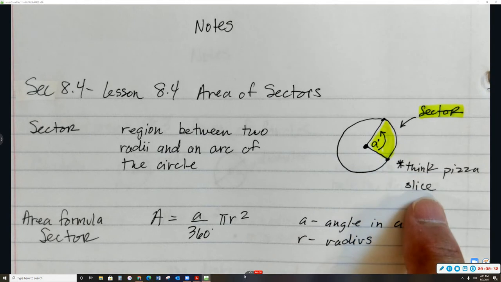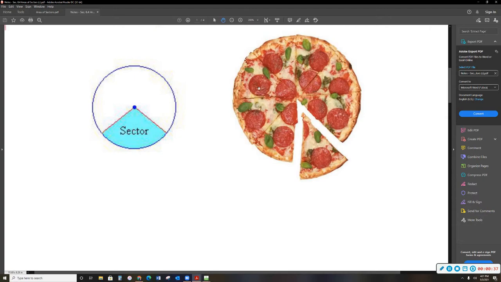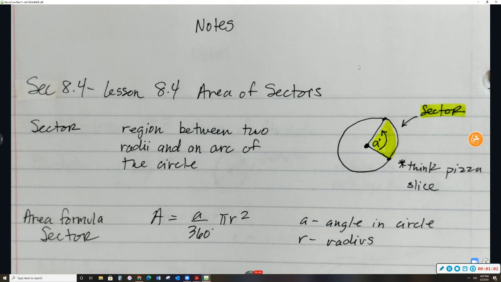So what you want to do is think pizza slice, and I think I have it, here it is. If you look at this sector on the left, that's basically like a pizza slice. If you cut up a pizza and pull a slice out, that's a sector of the pizza. You could say that, right? So think area is just a slice of the circle.